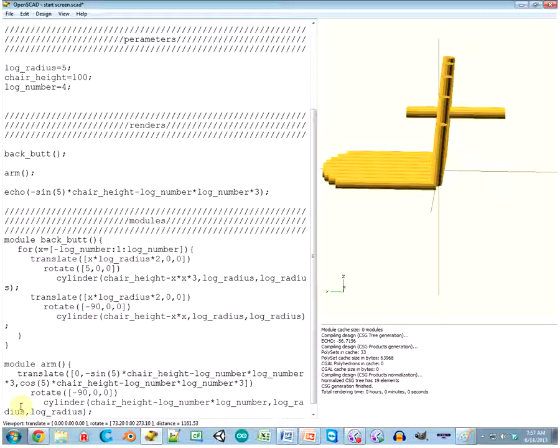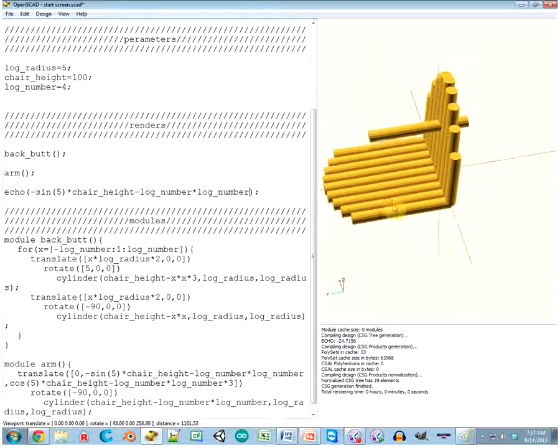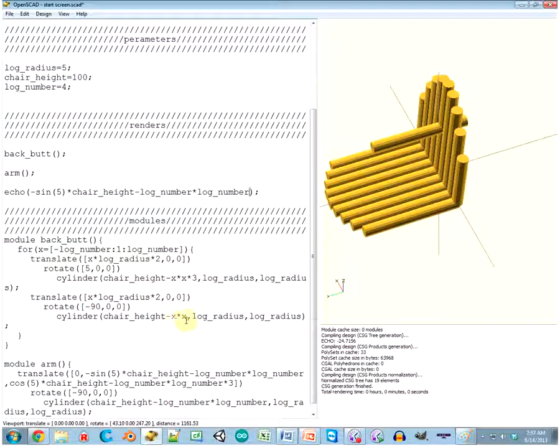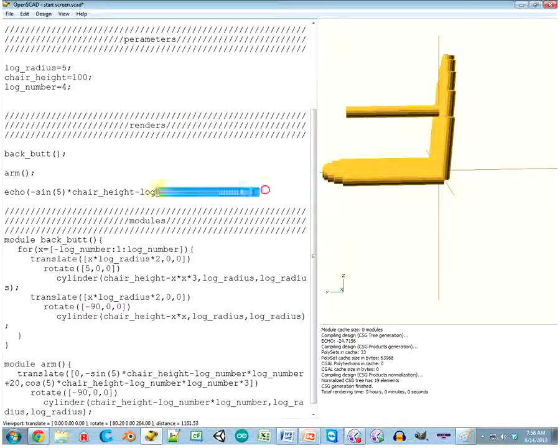Oh, it's not times 3. Is that the problem? It's not times 3. 24, it's closer. Chair height minus log number times log number sine. That's what that is. I'm confused. I'll just cheat and make it look pretty. How about that? Minus 20. No, plus 20. There. Now it looks just fine, right? Yeah, just fine. I kind of want to keep that echo.